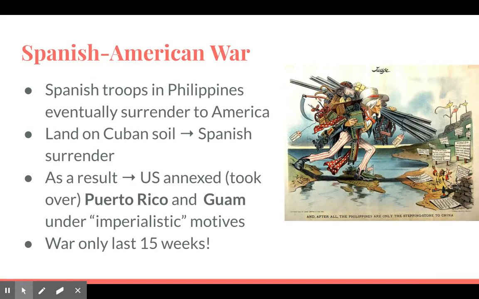Then we go to Cuba, and Spain surrenders. Check. And as a result, the United States annexes, not Cuba, but Puerto Rico and Guam. Yeah, Puerto Rico and Guam just kind of get thrown in as territories that we're like, we'll take these two. So, ladies and gentlemen, what just happened? This war is already over.